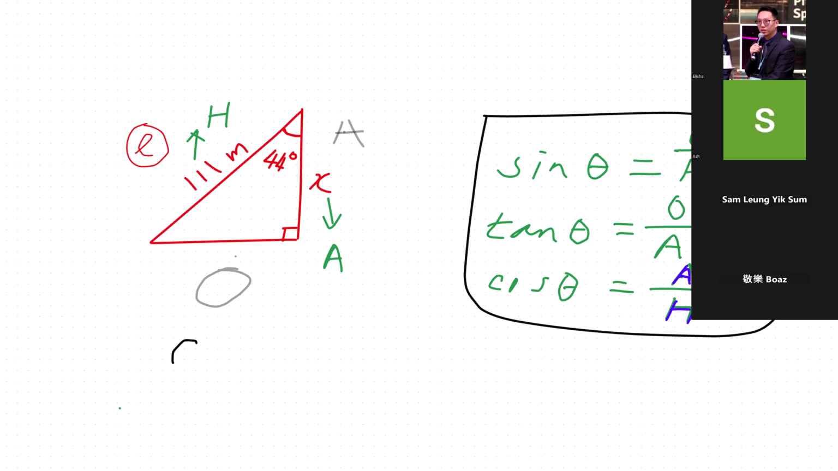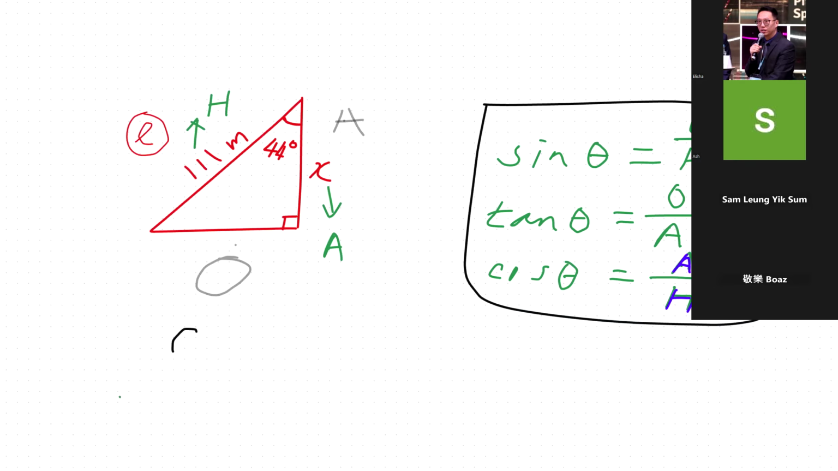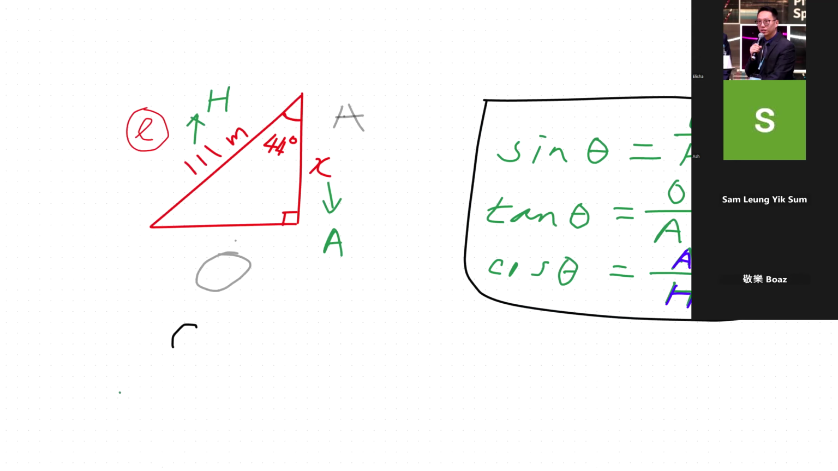Maybe I will solve it for you, okay? So we'll be using cosine because we have A, H and theta, okay? So let me set up the question first before I move down. Otherwise, I couldn't see the data. Cosine, our theta is 44. So we replace 44 in the theta position. And then what is our A? Our A is X. What is our H? It is 111. So we just replace the values.